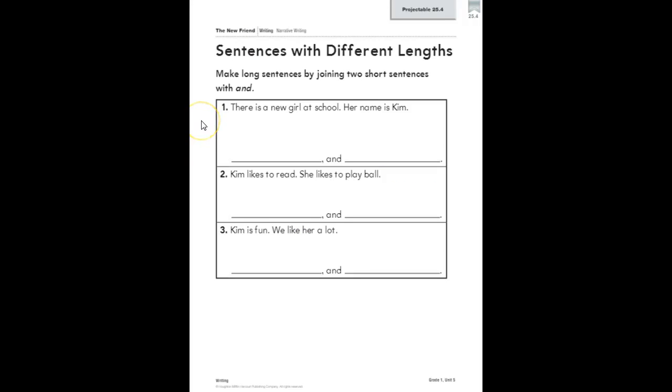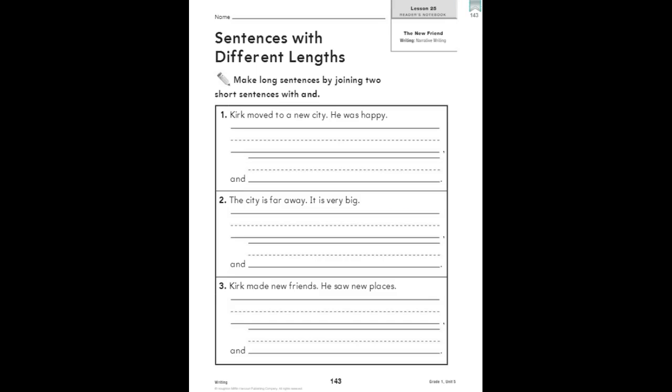Let's look at these long sentences and join them with the word and. There is a new girl at school. Her name is Kim. We would make that there is a new girl at school, comma, and her name is Kim. Here's two short sentences. Kim likes to read. She likes to play ball. We'd write it Kim likes to read, comma, and she likes to play ball. Okay, do you get what we're doing? Making different length sentences? So that's what your focus today is sentence fluency.